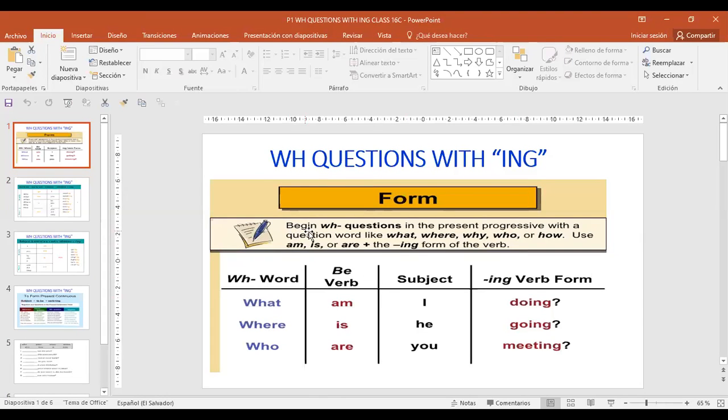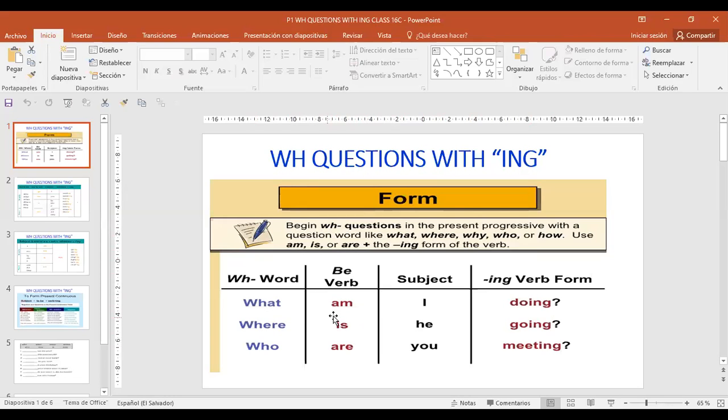You know that we call them WH questions because they start with WH. And we have words like what, where, why, who, or how. And we use them with am, is, or are, which are the form of the verb to be, plus the ing form of the verb. For example, what am I doing?